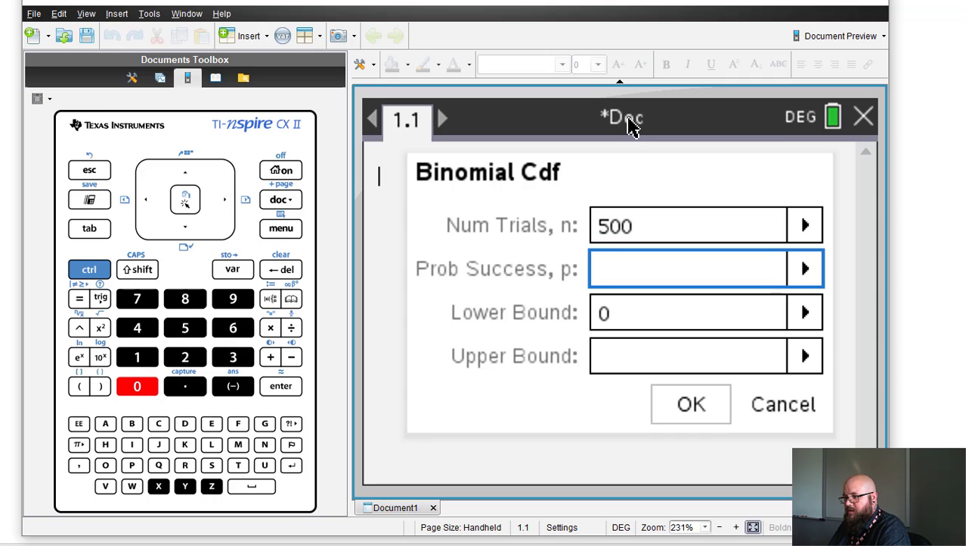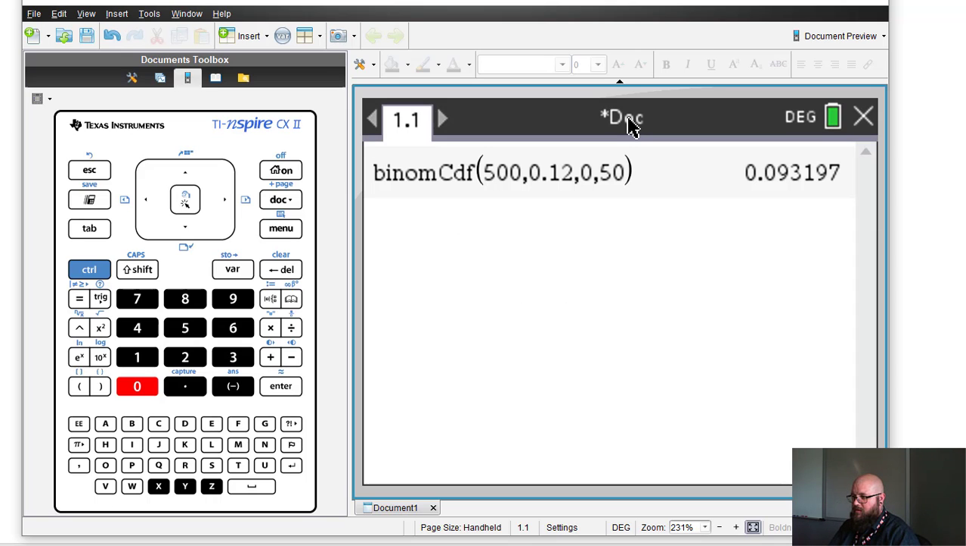500. Our probability was 0.12. Lower bound was 0, and our upper bound was 50. So therefore, we should come out to get 0.093 for this. Now in this, you need to label what you have, just like in the calculator.